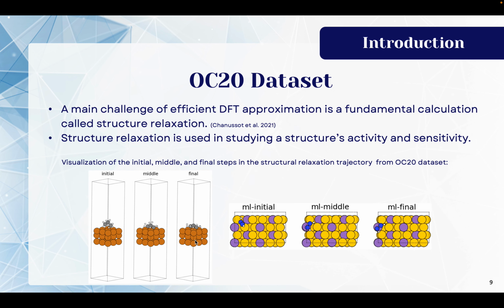A main challenge of efficient DFT approximation described in OCP is a fundamental calculation called structural relaxation. Structural relaxation is used in studying a structure's activity and sensitivity. In this slide, you can see a visualization of the initial, middle, and final steps in the structural relaxation trajectory from the OC20 dataset.